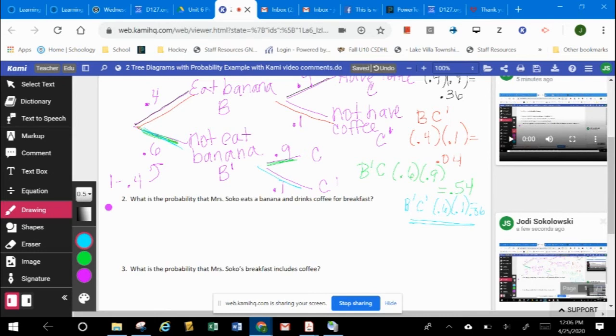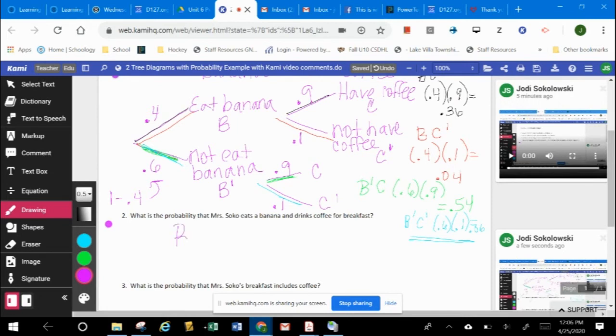So what is the probability that I eat a banana and drink coffee for breakfast? So that I eat a banana and I drink coffee. So that is this row right here. Let me use yellow. Eat a banana, so that's 0.4, and have coffee, 0.9. And with independent events, you always multiply the probabilities. So that's where the 0.36 came from, or 36%.